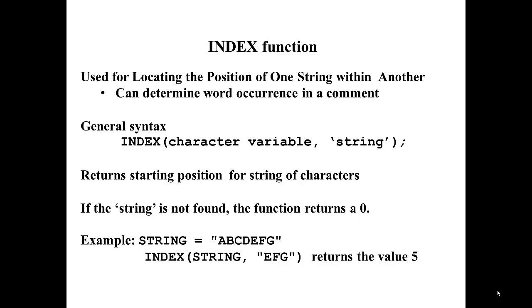So here we have an example of a character string that's A, B, C, D, E, F, G. We use the INDEX function, so we're taking INDEX, the name of our character variable is string, and we're looking for the three letters E, F, G. Then the result now takes on the value of 5 because it is in the 5th position that the start of that substring EFG was found.